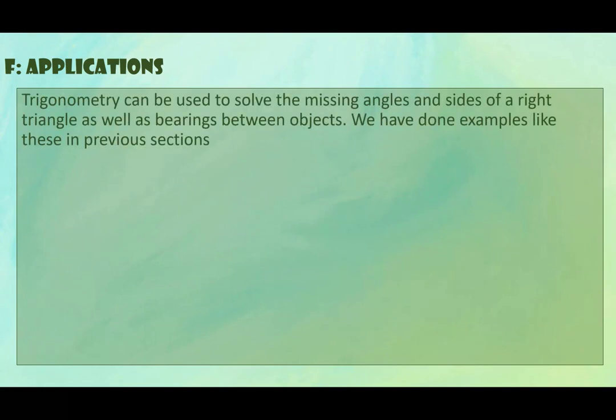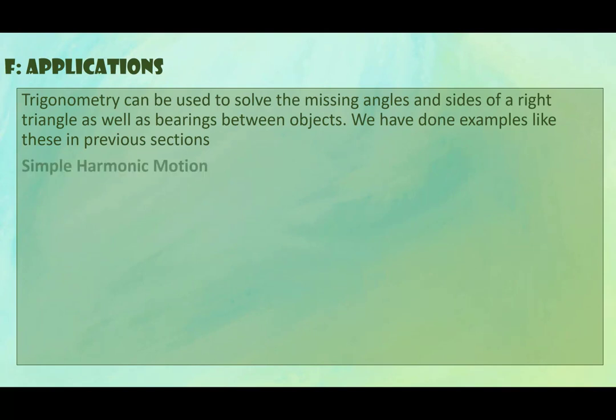So today I want to talk about applications. Trigonometry can be used to solve the missing angles and sides of a right triangle, as well as bearings between objects. We've actually done a few examples like this in the previous sections. Remember that when I say solve a triangle, it means to find all of the missing sides and all of the missing angles. So solving a triangle means finding anything that might be missing.